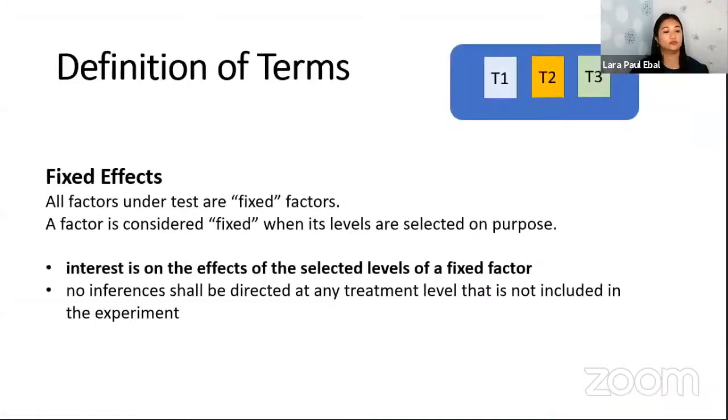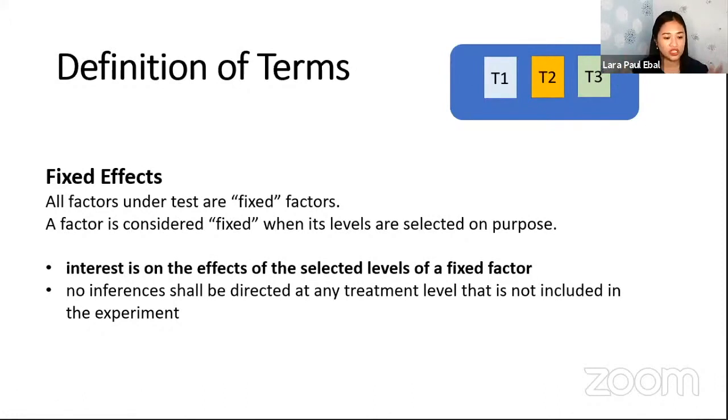Okay, so another term, maybe this is new to you. We should understand this too because this is very helpful in your experiment. So fixed effects: all factors under test are fixed factors. So what is that? A factor is considered fixed when its levels are selected on purpose. So you really have the intention to compare these factors. Example, you have T1, T2, T3. Gusto ko lang na sila lang yung i-compare.